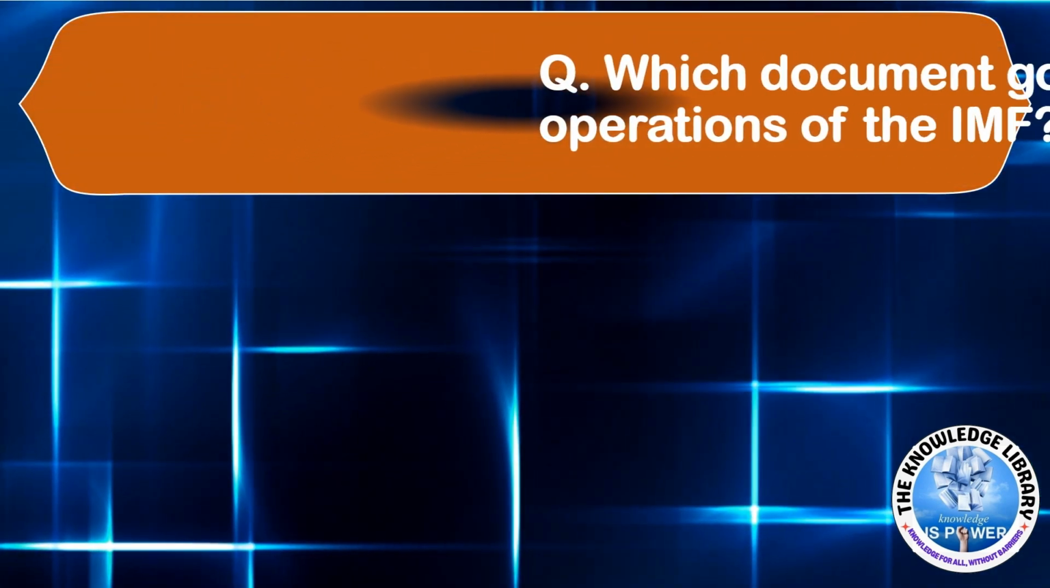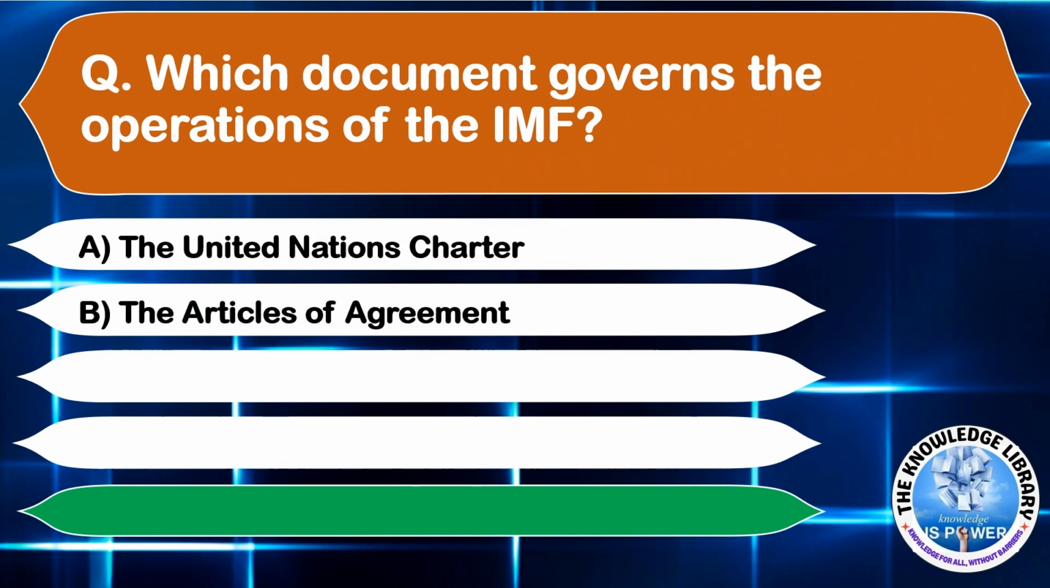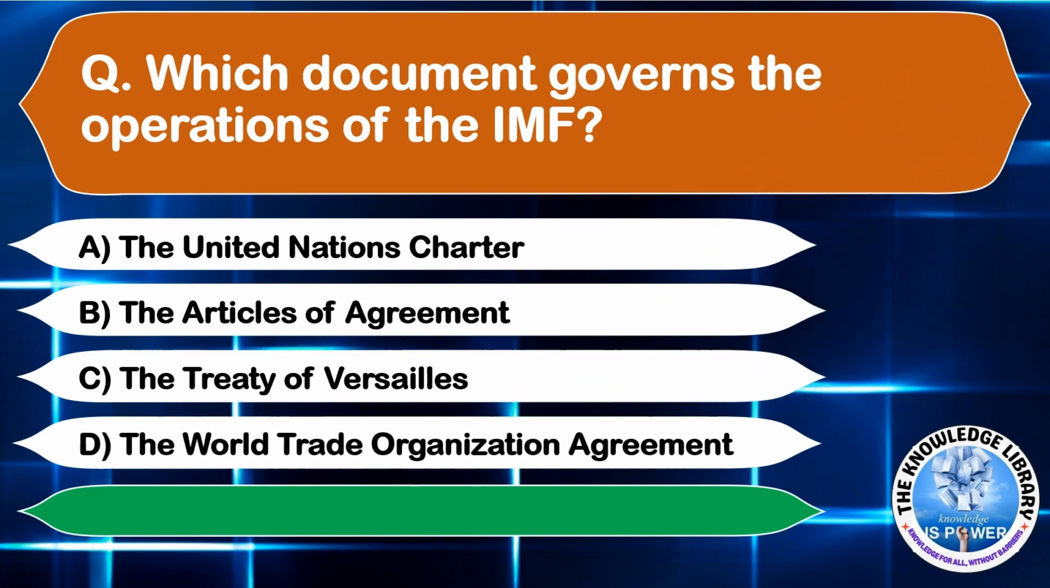Next question is, which document governs the operations of the IMF? Option A, United Nations Charter, option B, the Articles of Agreement, option C, the Treaty of Versailles, option D, the World Trade Organization Agreement. Answer is option B, the Articles of Agreement.